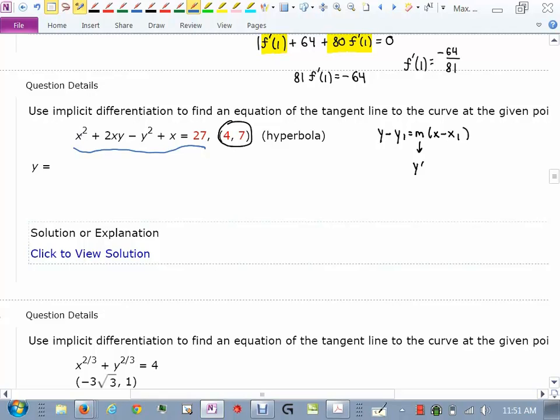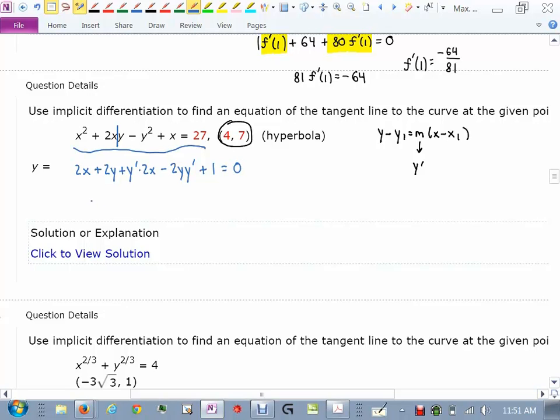Derivative of x squared is 2x. I have product rule here, so plus the derivative of 2x is 2 times y, plus product rule, derivative of y is y prime times 2x. Now I move on, minus the derivative of y squared, which is 2y y prime, be careful with chain rule, plus the derivative of x, which is 1, and then equals the other side, which is 0.